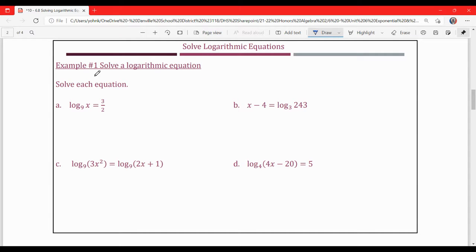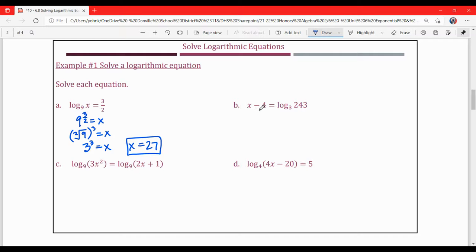Well, letter A doesn't have two logs on either side, so we need to change logarithmic to exponential. So we're going to take 9 to the 3 halves power equals x. Now remember, 9 to the 3 halves power means the square root of 9 raised to the third power. And so the square root of 9 is 3, and 3 cubed is 27. Remember, you can check it by substituting 27 in for x and see if you get 3 halves.